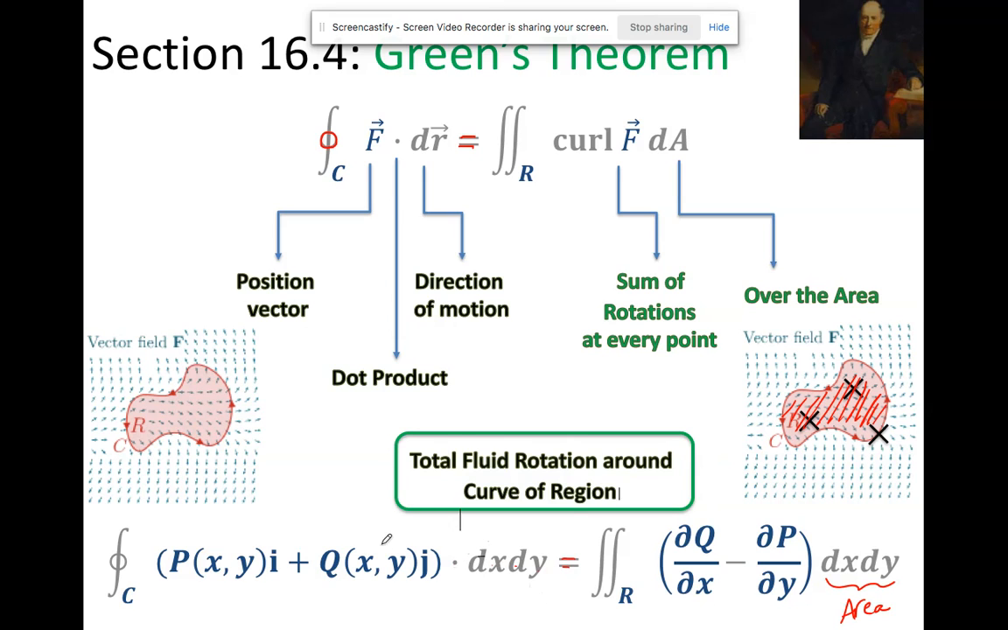So remember, this is a dot product. So when you do a dot product, you're going to get the P portion of your position vector dotted with the horizontal change, and then the Q portion, the j, the vertical, dotted with the vertical direction of motion. But you would get the same answer by computing the curl and the double integral with the curl.